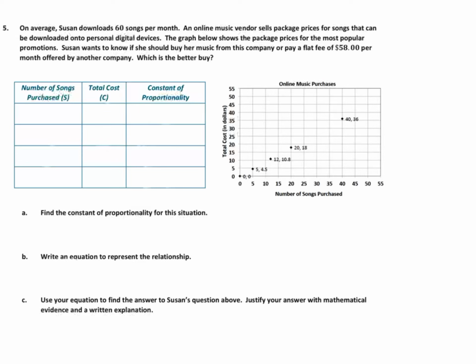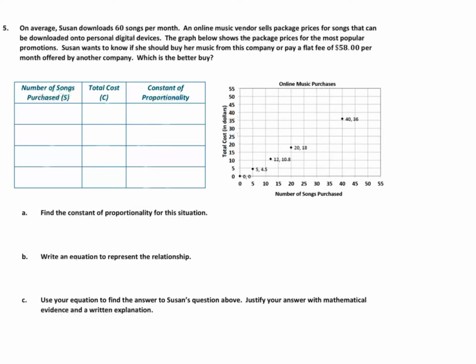On average, Susan downloads 60 songs per month. An online music vendor sells package prices for songs that can be downloaded onto personal digital devices. The graph below shows the package prices for the most popular promotions. Susan wants to know if she should buy her music from this company or pay a flat fee of $58 per month, offered by a different company. Which is the better buy?